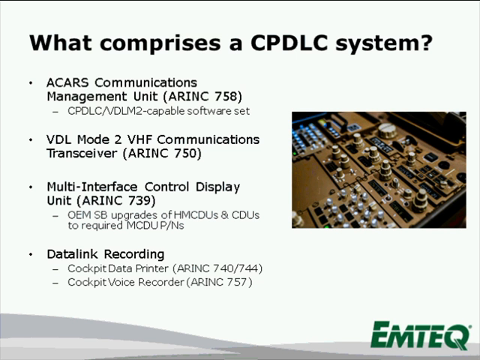Another one of the large components that was mandated specifically by EASA and Eurocontrol for the CPDLC implementation was Datalink Recording. Datalink Recording is essentially a means of recording all of those text message clearances between the cockpit and air traffic control, in place of what would typically be recorded for voice on a cockpit voice recorder. And there are two methods that are acceptable in different areas of the world.